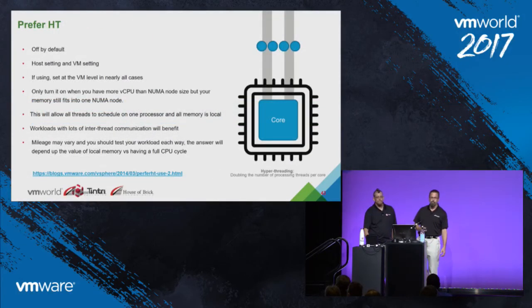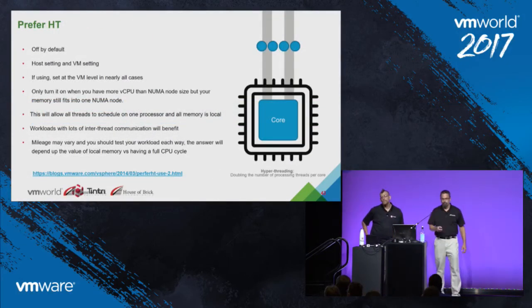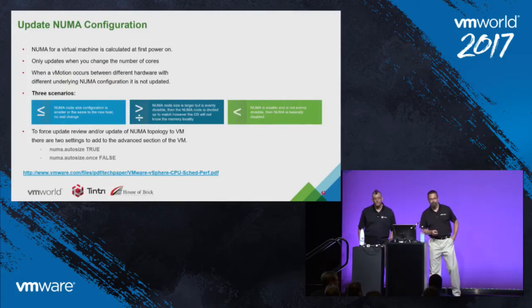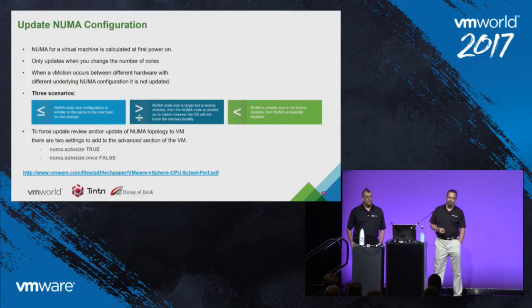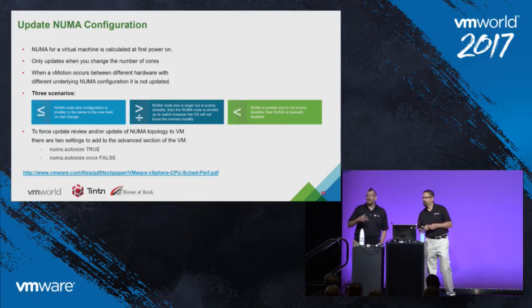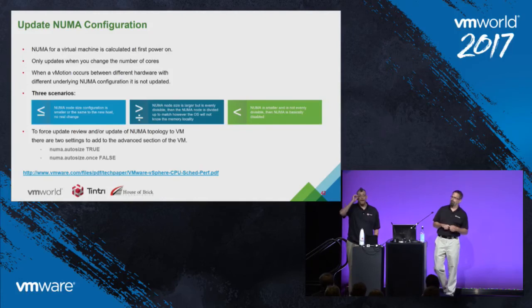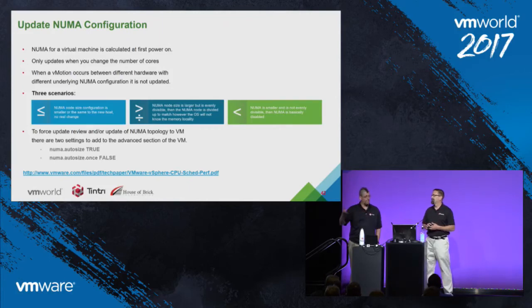And question up front. What happens in a cluster where you have EVC enabled, but the core counts are the same, but the feature sets are different? What happens in a cluster if you have EVC enabled and core counts are the same, but your processor families are different?